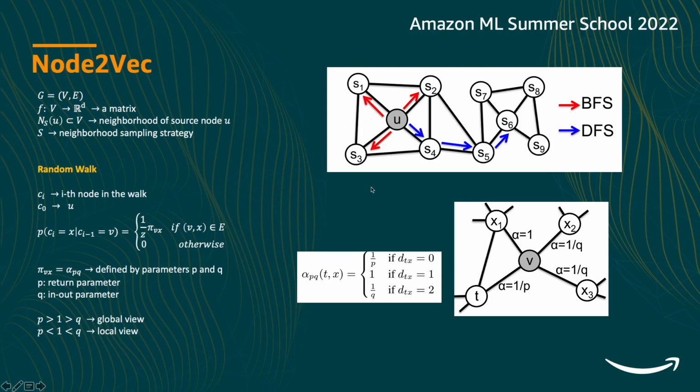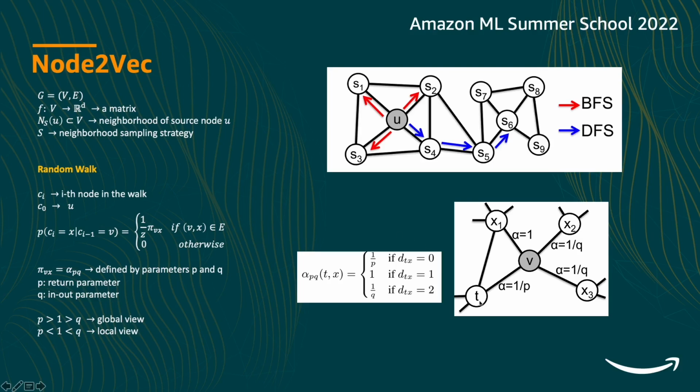So first of all, some terminology here. C_i is the i-th node in our walk, and C_0 is the source node. And let P be the probability of going to X from node V. If there is no connection between node V and X, then the probability is 0. Otherwise, we define some probability. And the way we define this probability defines our sampling strategy here. So let's see how it works.